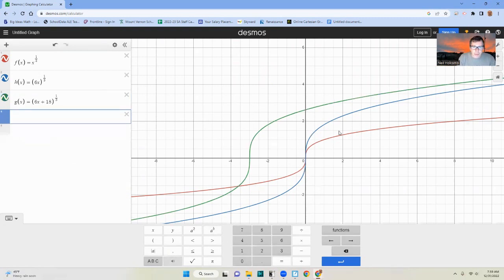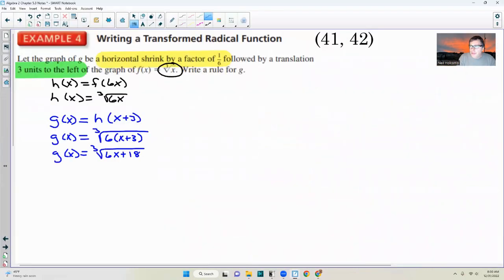So the blue one is a horizontal shrink of the red one, the parent, and then shifting the blue one to the left 3 gives us the green one. Okay, and so that is how we check our solutions using a graph. So at this point, you should be able to do problem number 41 and 42 in the homework.